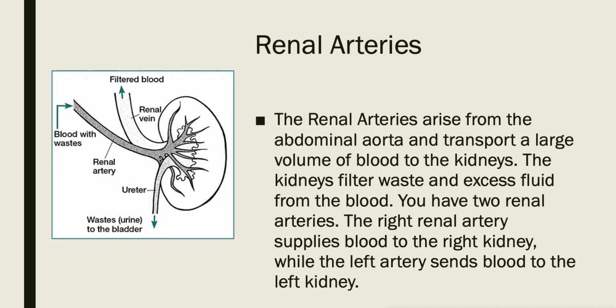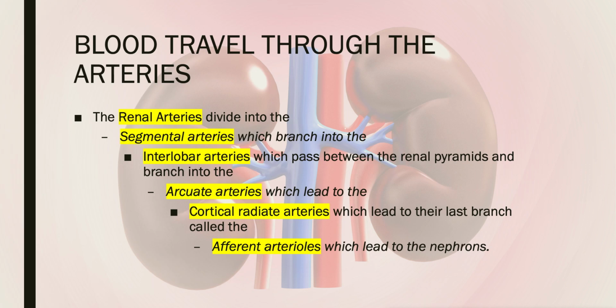Your renal arteries. These arteries arise from the abdominal aorta and transport a large volume of blood to the kidneys. The kidneys filter waste and excess fluid from the blood. You have two renal arteries. The right renal artery supplies blood to the right kidney, and the left artery sends blood to the left.